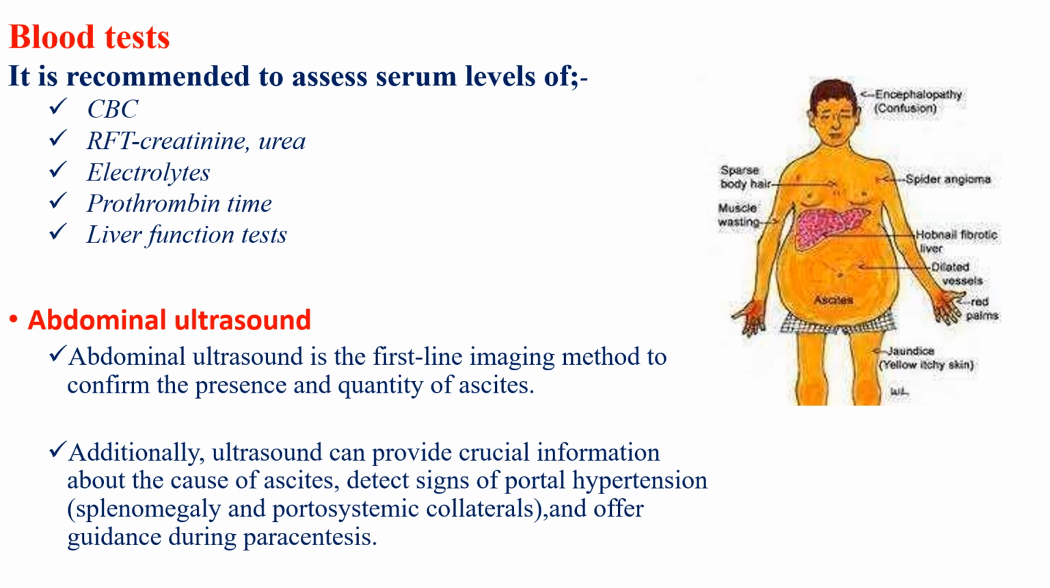Abdominal ultrasound is the first line imaging method to confirm the presence and the quantity of ascites. Additionally, ultrasound can provide crucial information about the cause of ascites. It detects signs of portal hypertension and offers guidance during paracentesis. The other most important investigation is ascitic fluid analysis.